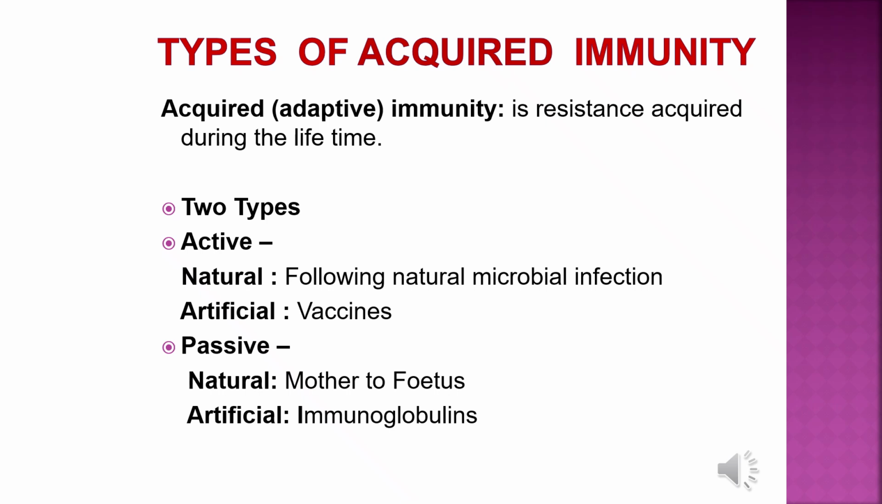Then we'll see types of acquired immunity, which we already saw. Acquired immunity is resistance acquired during the lifetime. It is of two types, active and passive. Active is again of two types, natural and artificial. An example of natural immunity is following natural microbial infection, and artificial is because of vaccines. Then passive is again divided into natural and artificial. A natural example is immunity transferred from mother to fetus, and artificial is through immunoglobulins or ready-made antisera.